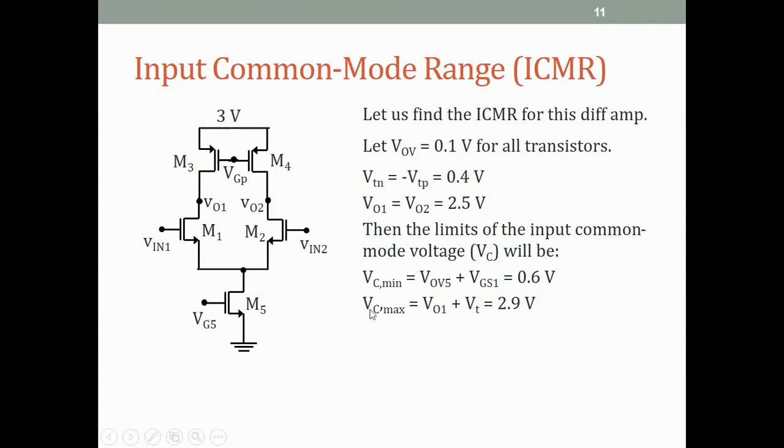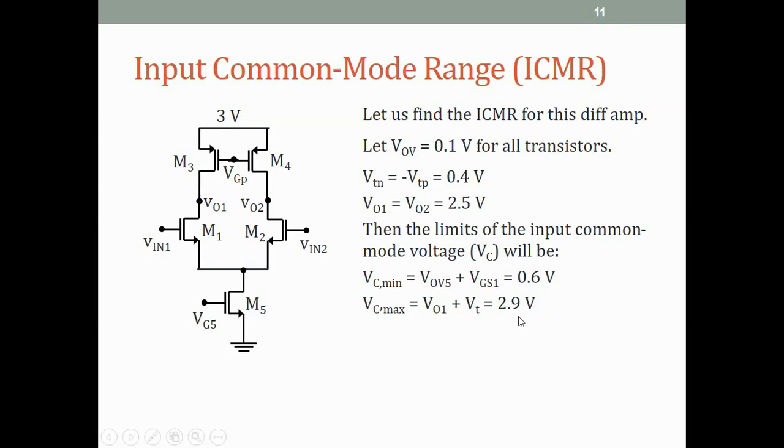VC max, the highest voltage this can go to, is determined by M1, M2 staying in saturation. So the highest gate voltage is the drain voltage plus VT. The drain voltage is VO1, which is 2.5, so this is 2.9. As I said, this 2.5 is chosen for a specific purpose, and that gives us 2.9 volts.